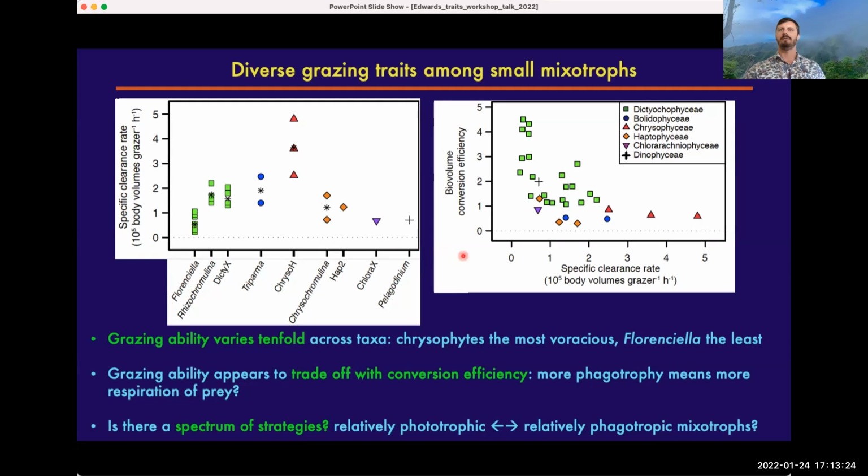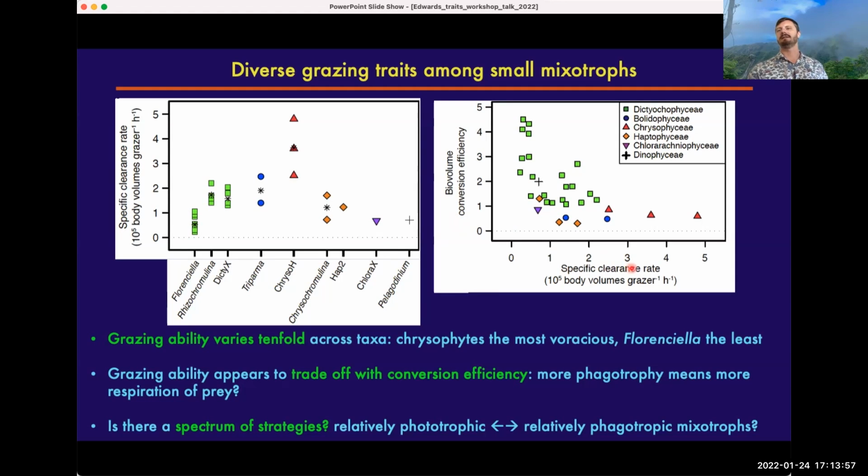And one thing we noticed when doing these experiments is that the ability to graze quickly appears to trade off with conversion efficiency. And we measured that pretty simply, just as the amount of cell biovolume of the grazer created relative to how much prey biovolume they consumed. A better way to do this, of course, would be to have carbon-based conversion efficiency, but we don't have that data yet.